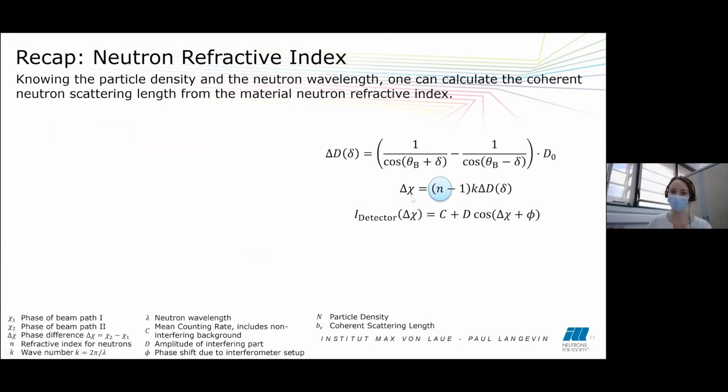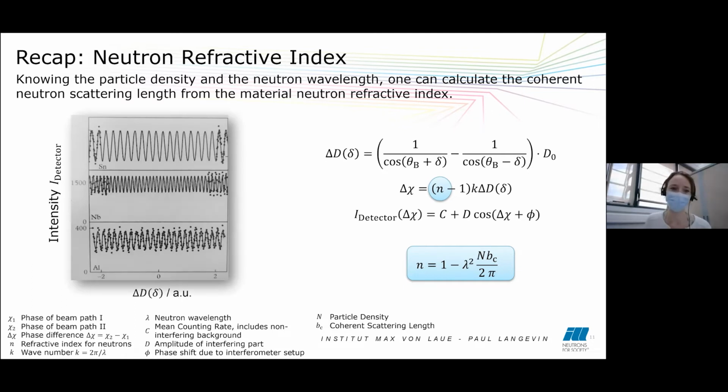And as you may infer from this equation, if you know the difference of the path length, and if you know the interference pattern, you are able to calculate the refractive index of a material, which is, under some assumptions, for example, if you don't have very strongly absorbing materials, related to the coherent forward scattering length of a material by this equation. And particularly in soft matter, reliable values for coherent forward scattering lengths are needed.